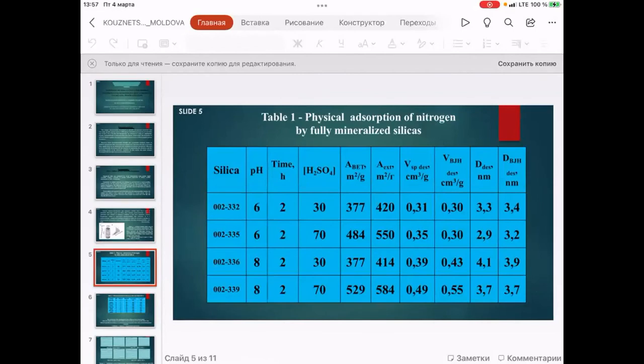Table 1, physical adsorption of nitrogen by fully mineralized silica obtained. In this table, we can see the values of specific surface area by BET, external specific surface area, and pore volume by BJH method, by single point method, and values of diameters.